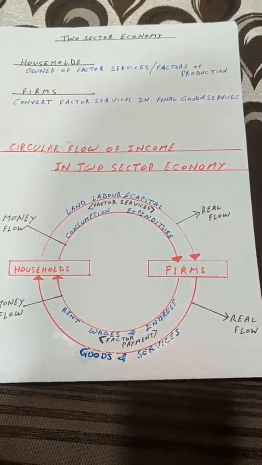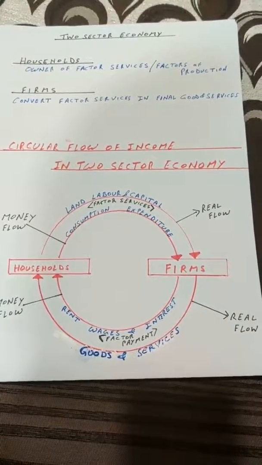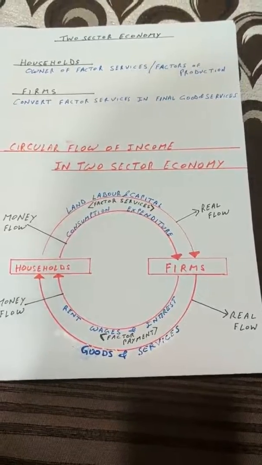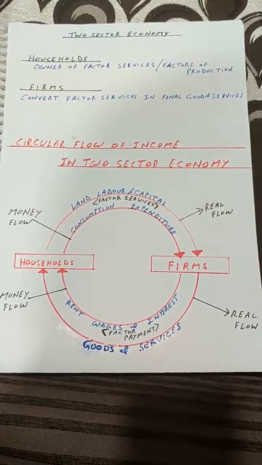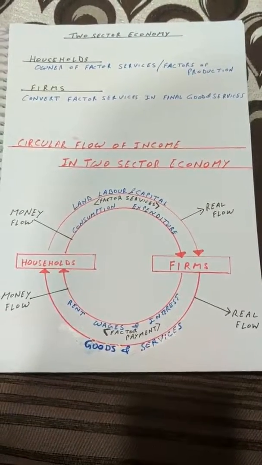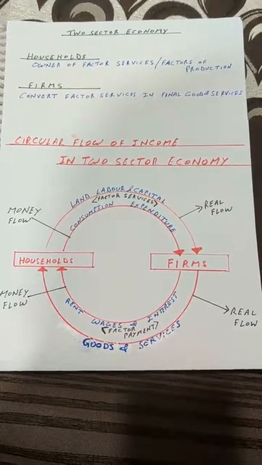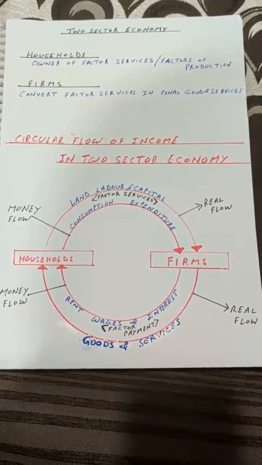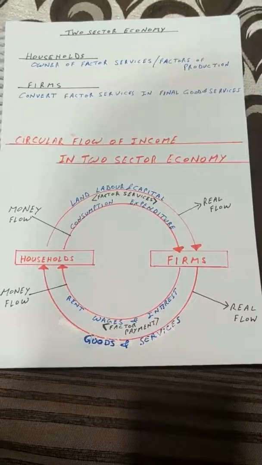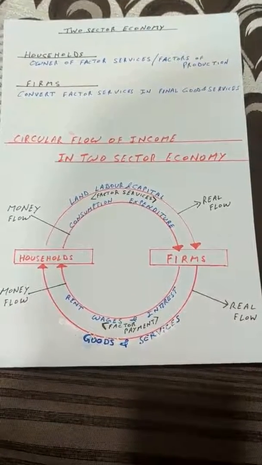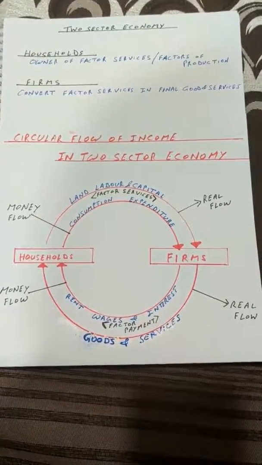As in the previous class, we studied the circular flow of income between the phases of the economy, in which three phases were there. Do you remember those three phases? Yes. Those were the production phase, then the distribution phase, then the disposition phase. Now today we'll learn how income flows between the sectors of the economy.